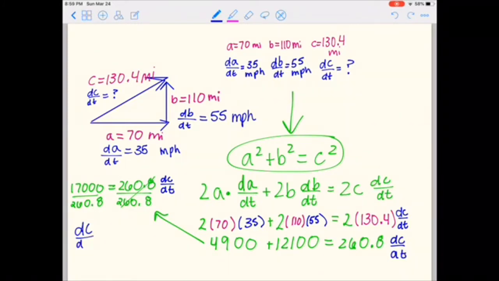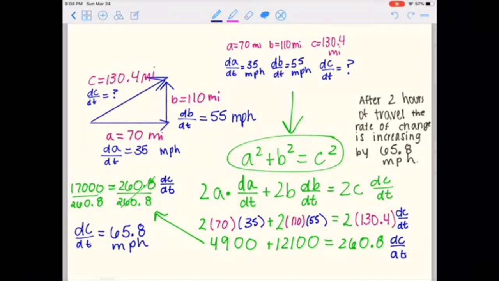So after we divide our two numbers, we get dC over dt is equal to 65.8 miles per hour. So now we can write our sentence. After 2 hours of travel, the rate of change is increasing by 65.8 miles per hour.